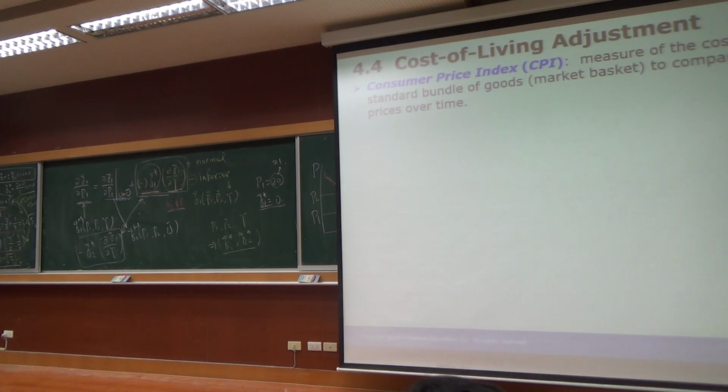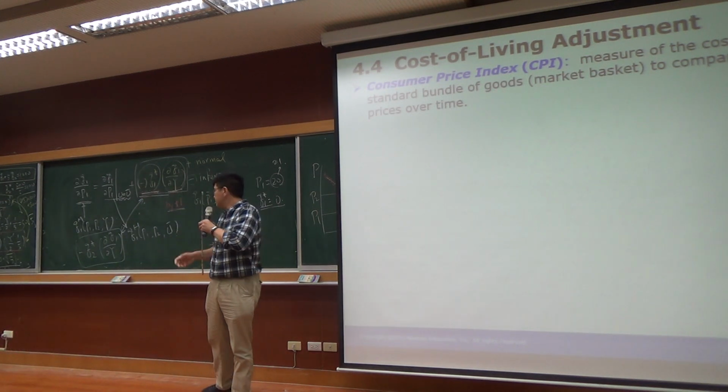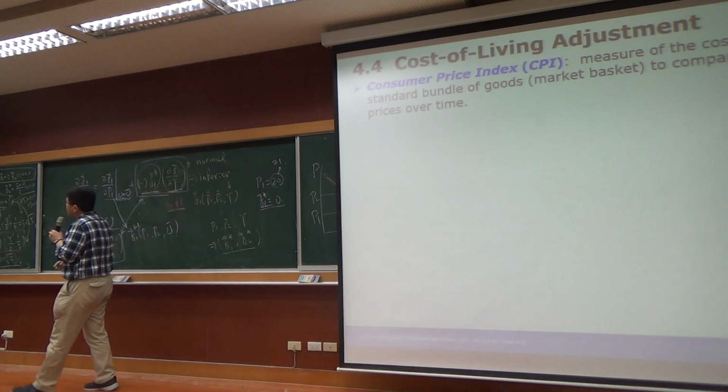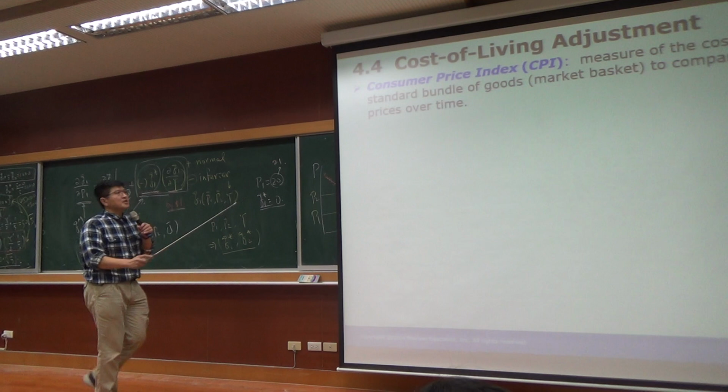So we need to what? To adjust so that we may compare how good our living standard is as compared to our parents or even our grandparents. Okay, we need to make some adjustment. So we need CPI to adjust. And the market basket.